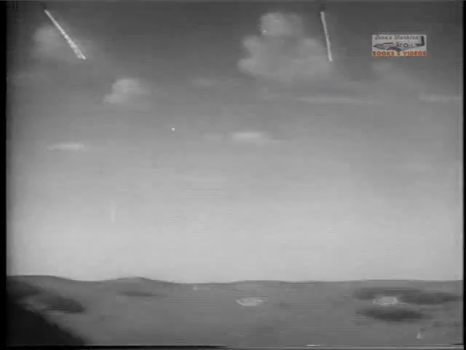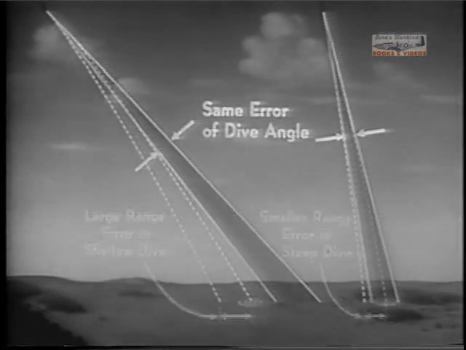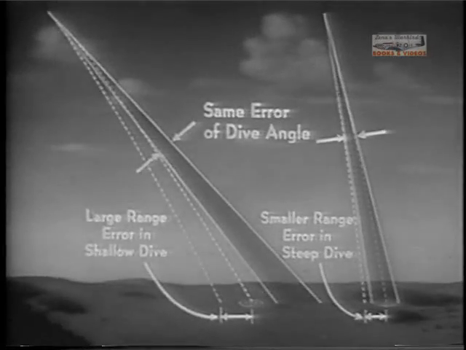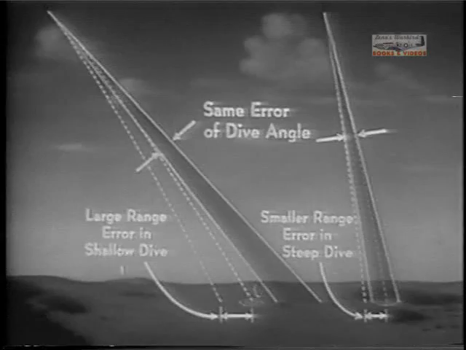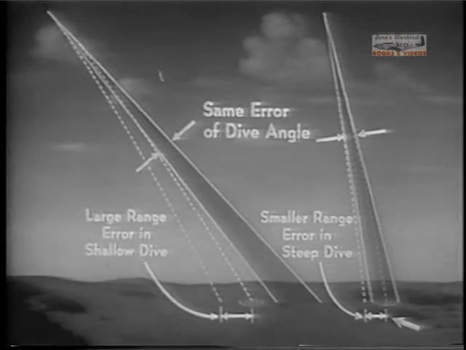In dive bombing, we correct the aim in range by pulling or pushing the stick, just as we do in horizontal flight. This raises or lowers the line of flight to the proper point of aim in range. It is harder to correct for range in a shallow dive than in a steep dive, because the same error in estimating dive angle makes a larger error in range. On the other hand, it's easy to correct for range in a steep dive because the same amount of error makes a much smaller error in range than in a shallow dive.